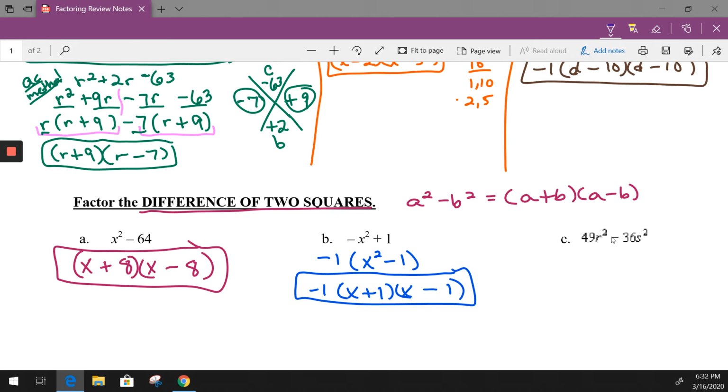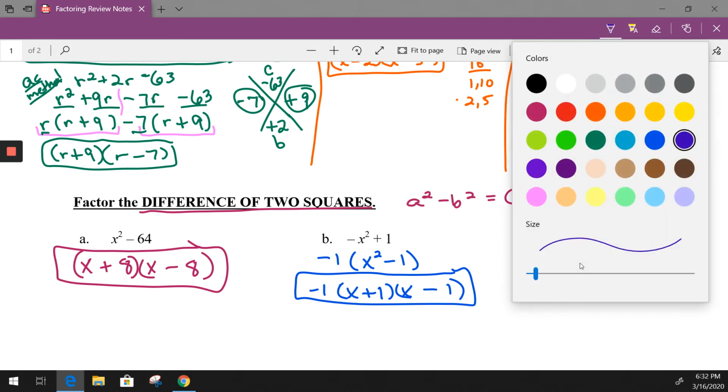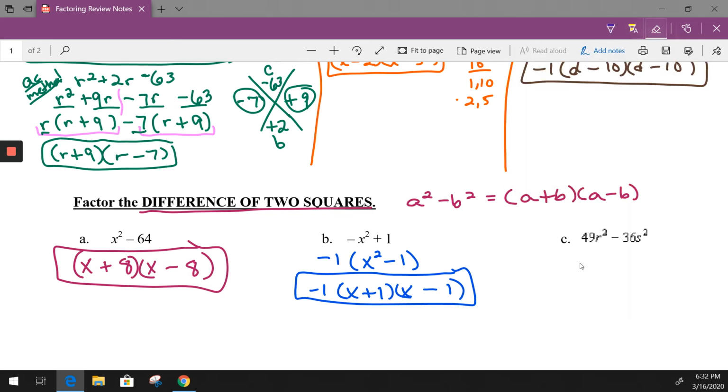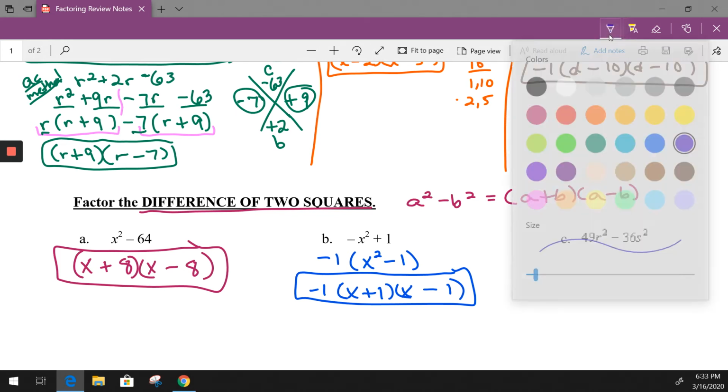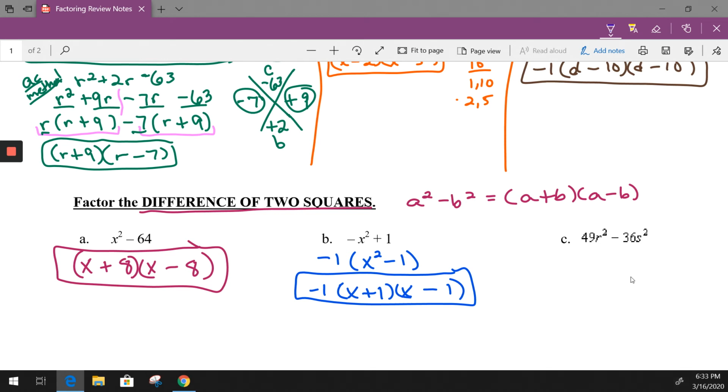And we'll do one more of these that has a little bit more difficulty. You've got 2 variables and 2 coefficients that are both perfect squares, but you still have that negative in between 2 perfect squares, which does mean it is a difference of squares. So let's see. Okay, so we are going to factor this again into 2 binomials.